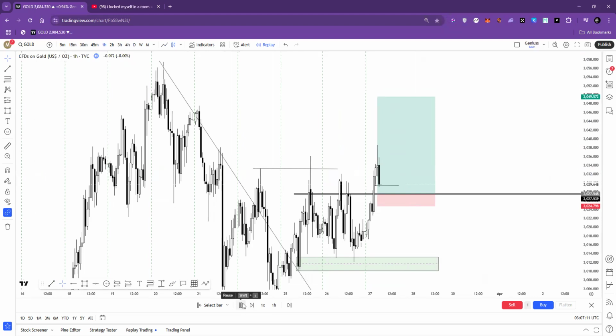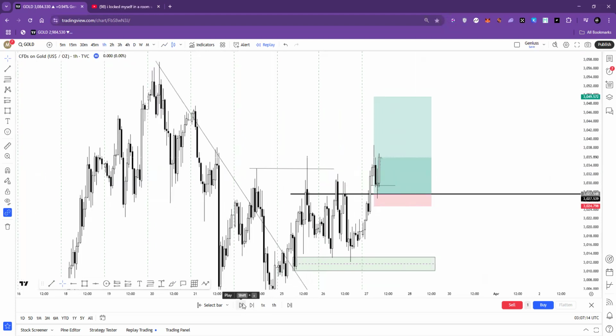I'm going to show you the two entries I use. Just hold on. Now that's a very good rejection. You move your stop loss to entry price, right? And then you start moving them.